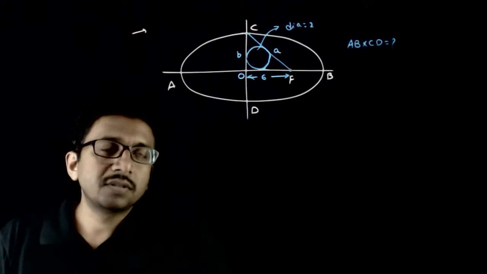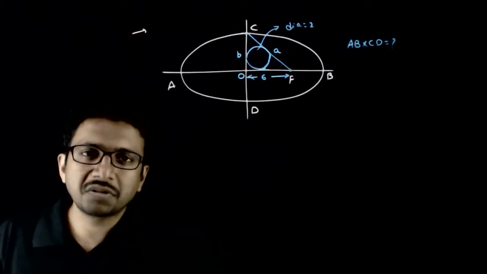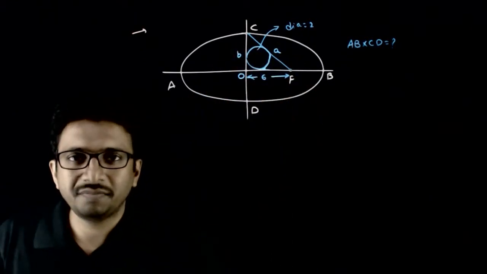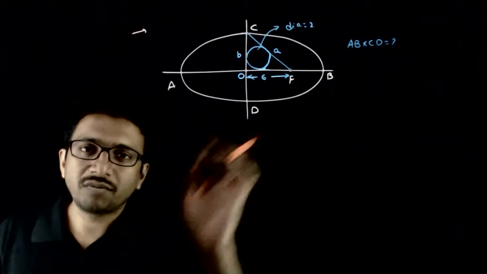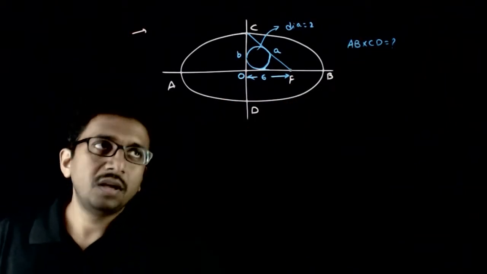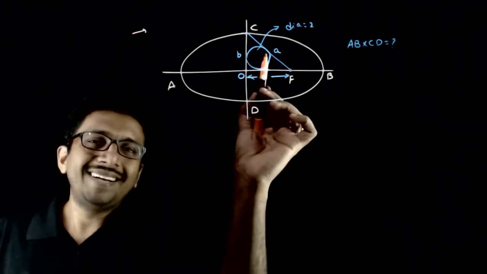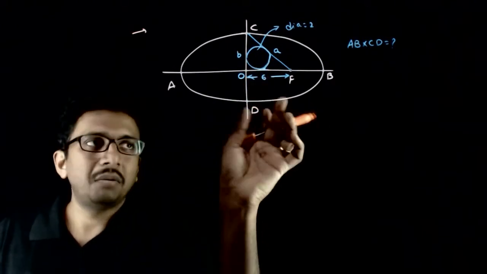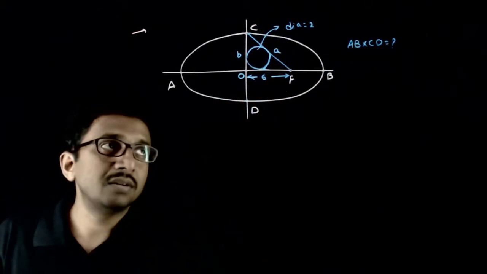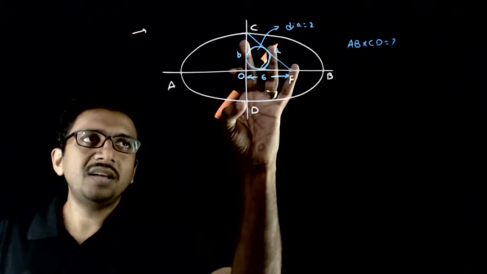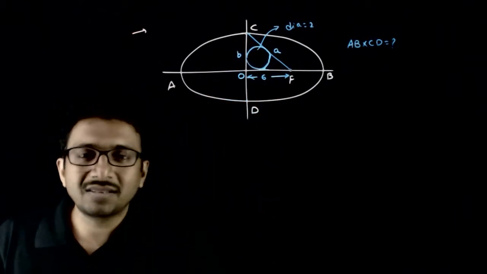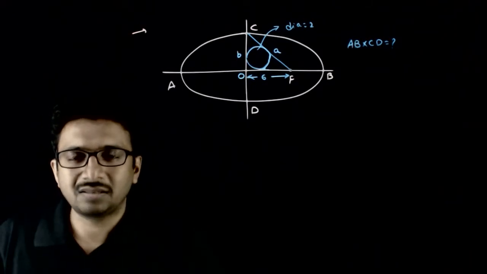So welcome students. In this question you are given an ellipse whose major axis is AB and the minor axis is CD. And F is one of the foci and it's given that OF is equal to 6 and the diameter of the inscribed circle of triangle OCF is given as 2 units. So if that is so, you are asked to find AB into CD. That is, you are asked to find the product of the major axis and the minor axis.